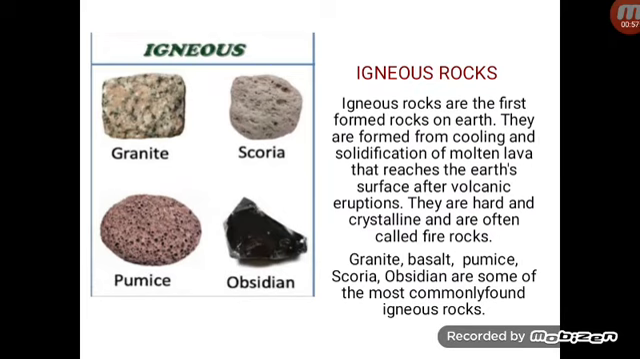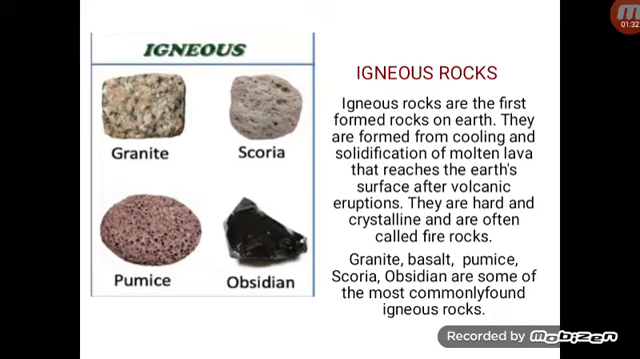Now, to start with the igneous rocks, how are these igneous rocks formed? Igneous rocks are the first formed rocks on earth. They are formed from the cooling and the solidification of molten lava that reaches the earth's surface through the volcanic eruptions or after the volcanic eruptions. They are hard and crystalline and are often called fire rocks. So this is how the igneous rocks, or the first formed rocks, are formed on earth.